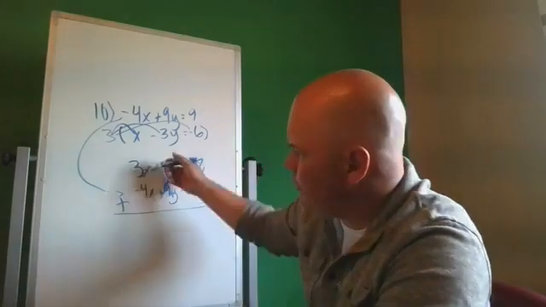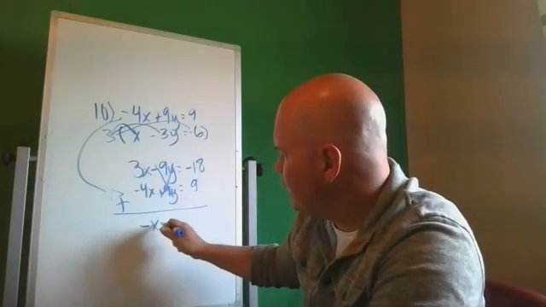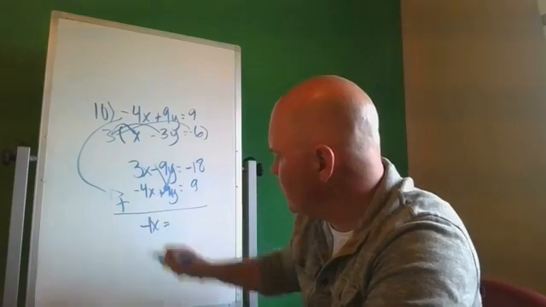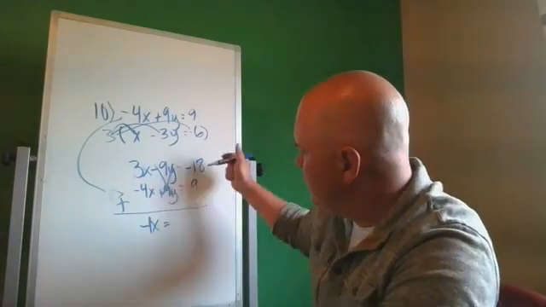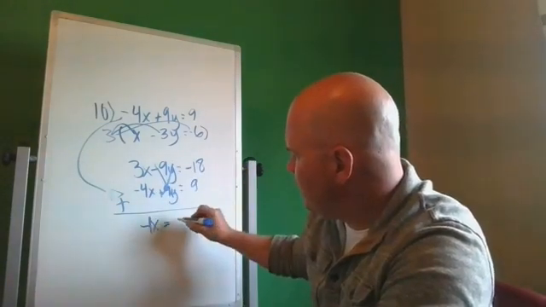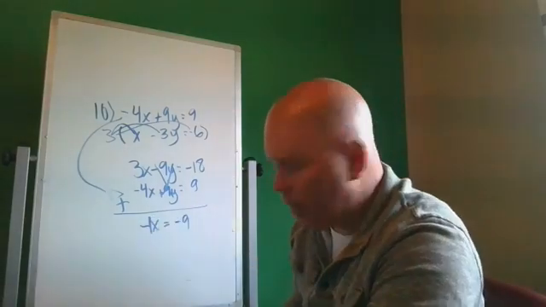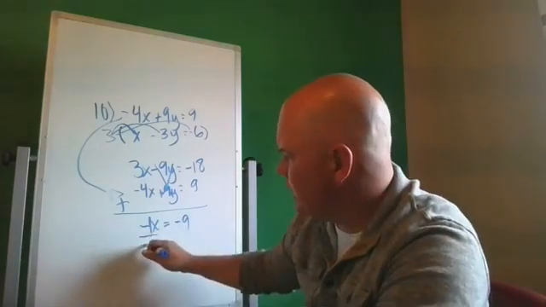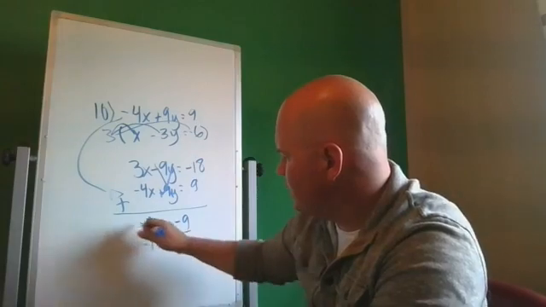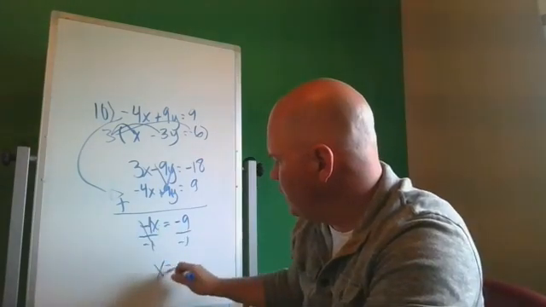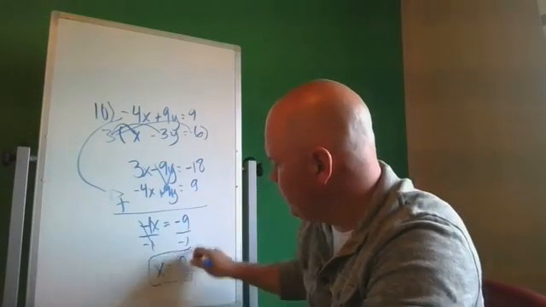Now I combine. And from there, I'm going to go 3 minus 4x is a negative x equals, I'm going to leave it as a negative 1x equals negative 18 plus 9 is a minus 9, or negative 9. And divide both sides by negative 1, get x by itself. And x is a positive 9.